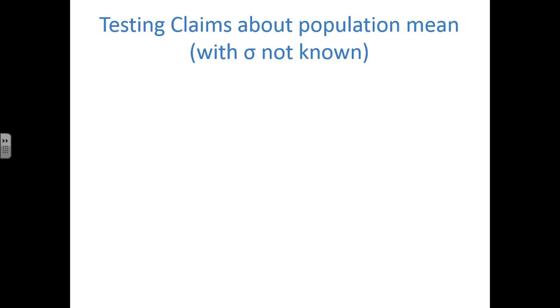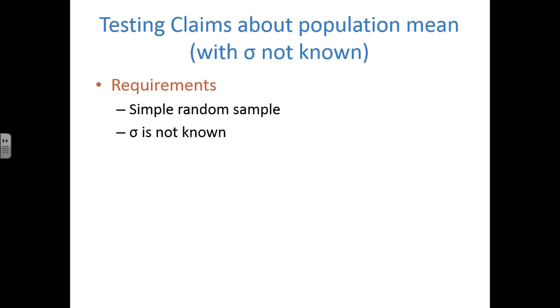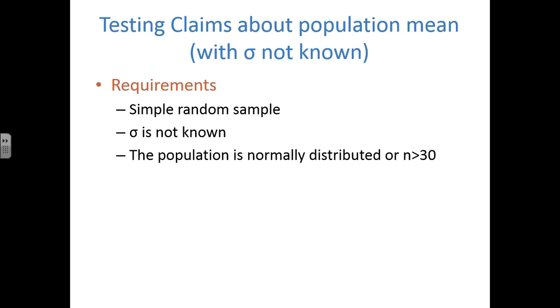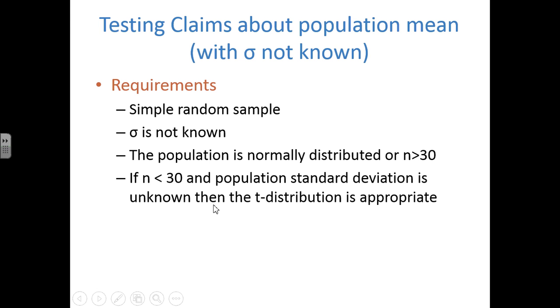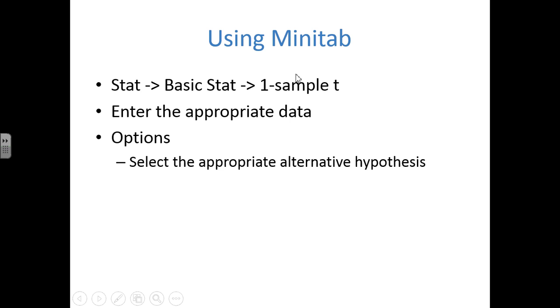Now, what about testing claims about the population mean when sigma is not known? Remember, you're using the flowchart to decide that this would be a t-test. Our sample needs to be a simple random sample. Sigma is not known. The population is normally distributed, or n is greater than 30. And if n is less than 30 and the population standard deviation is unknown, then the t-distribution is appropriate. The flowchart on page 290 helps you decide if you're going to the t-distribution or a z-distribution. Using Minitab, we go to Stat, Basic Stat, 1-Sample t. We enter the appropriate data and go to Options and select the appropriate alternative hypothesis.